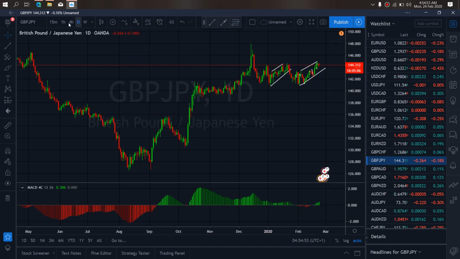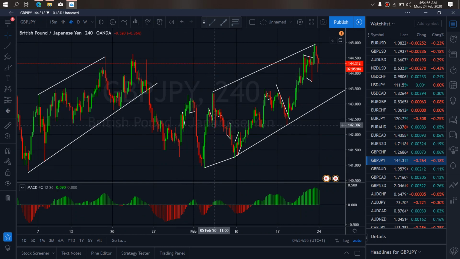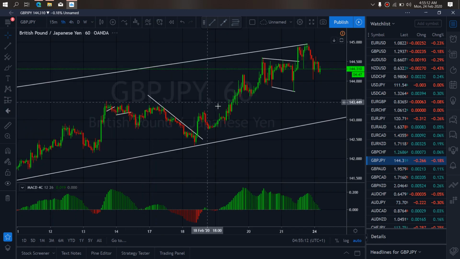So if we zoom to the 4-hour time frame on pound yen, we expect this to drop after this correction. We expect it to drop down to this trend line level for us at least. This is what we want to watch out for today on pound yen. So if we zoom to the 1-hour time frame, we want to watch that.